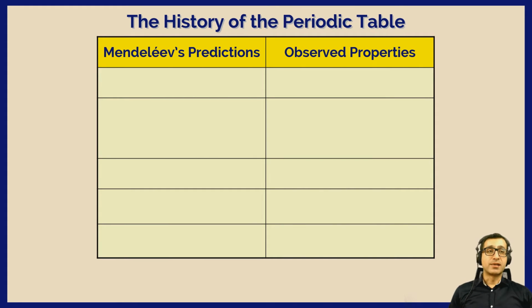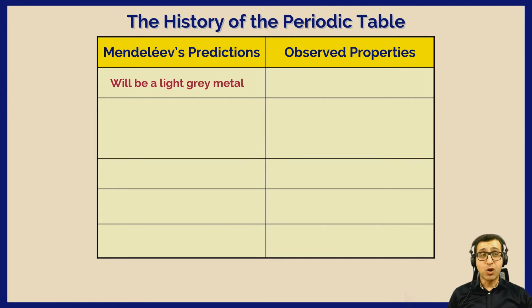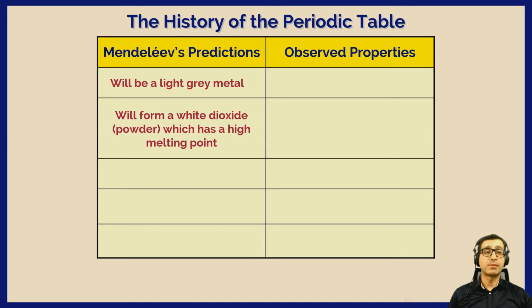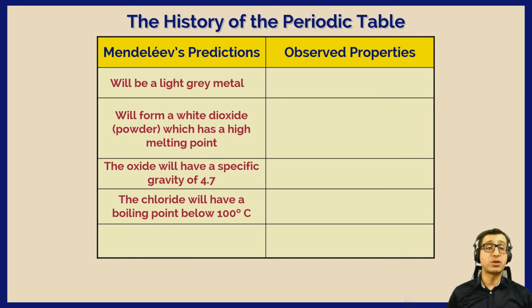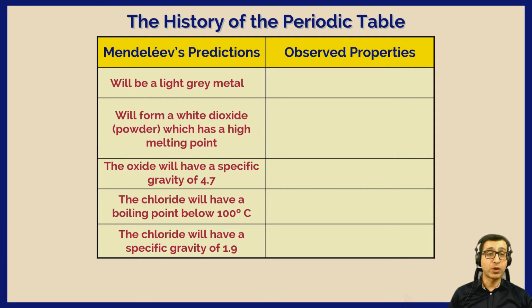So he predicted that an element which was yet to be discovered would be a light grey metal, that it would form a white dioxide powder which had a high melting point, that the oxide of the element would have what he described as a specific gravity, what we would call density, of 4.7 units, and that the chloride compound of the element would boil below 100 degrees centigrade, and that the chloride would have a specific gravity of 1.9.